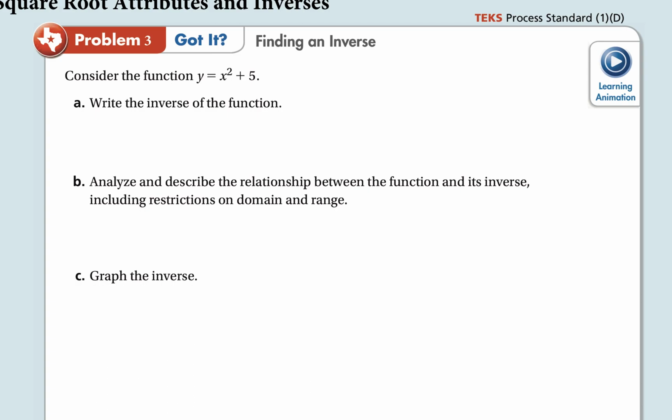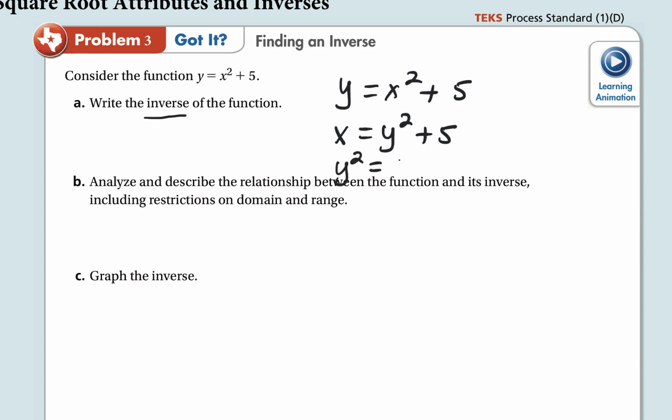Consider the function y equals x squared plus 5. Write the inverse. So we have y equals x squared plus 5. Now to write the inverse, I'm going to switch the x and y. So we have x equals y squared plus 5. Now I'm going to solve for y. So you have y squared equals x minus 5. And of course, the last step is you take the square root of both sides.